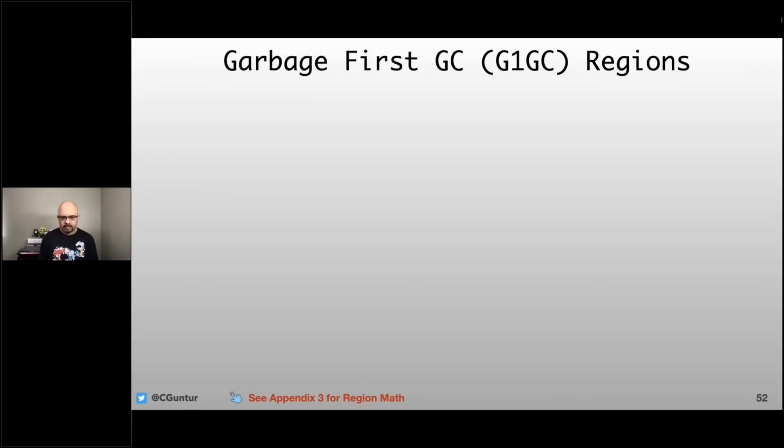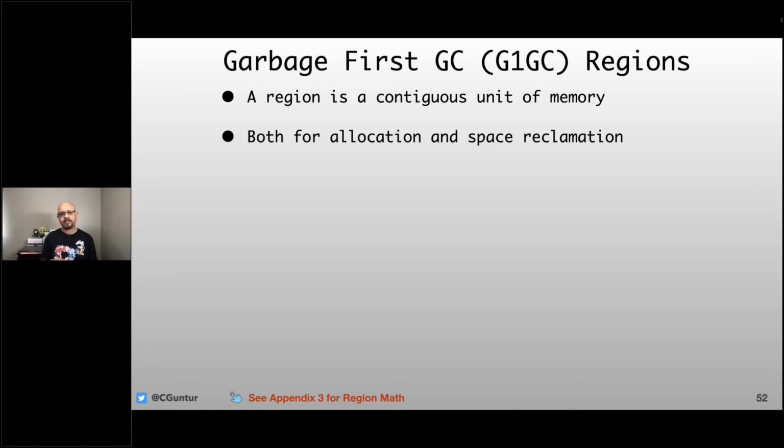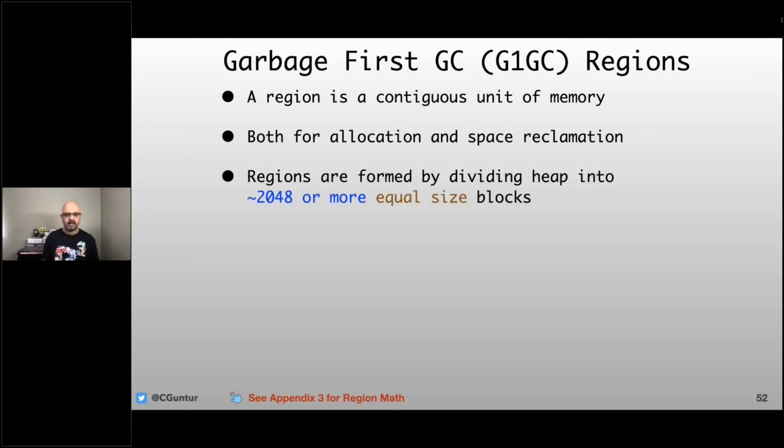Now, regions themselves have some logic associated with them. So let's go through that. A region is a contiguous unit of memory. So one region is 1 block of memory. It is not spread over a lot of areas of memory. So you have a region in a specific space. It is the basic block for both allocation and for space reclamation. When you reclaim space, you're reclaiming a region. You're not reclaiming parts of a region. When you allocate to a region, you do not allocate to more than one region.